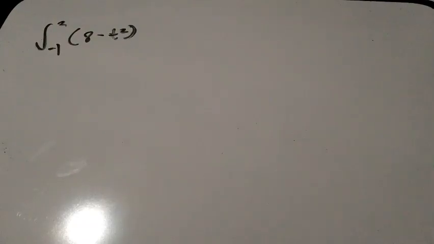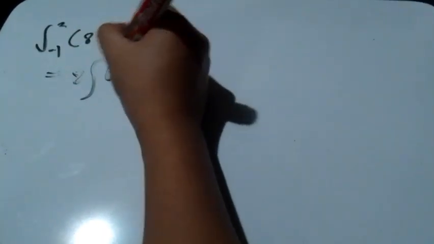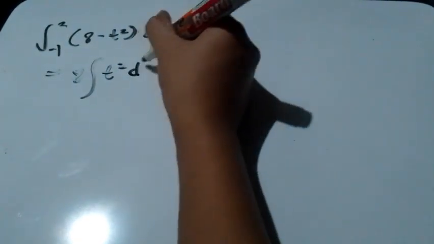Now going back to the given problem, the integration from negative 1 to 2 of 8 minus t squared. By using the formulas I just showed, you can look back and find the formula that we can use to find the definite integral of the given problem. We can use formula 2, because 8 is a constant, so we will put 8 outside the integral symbol.